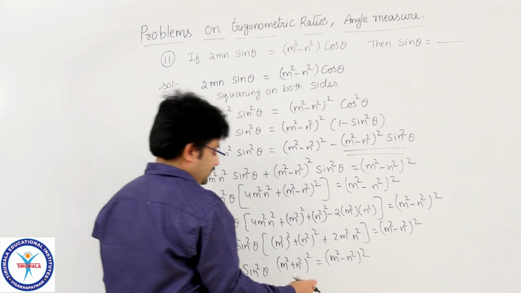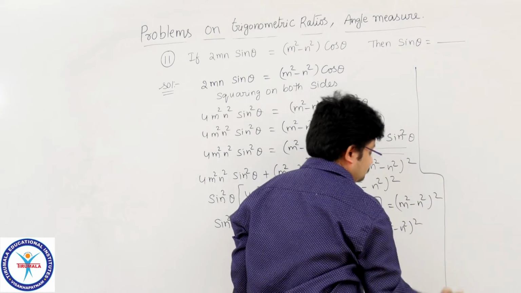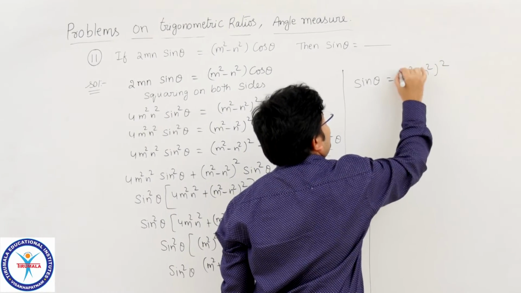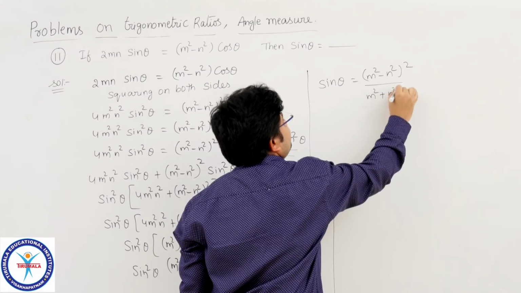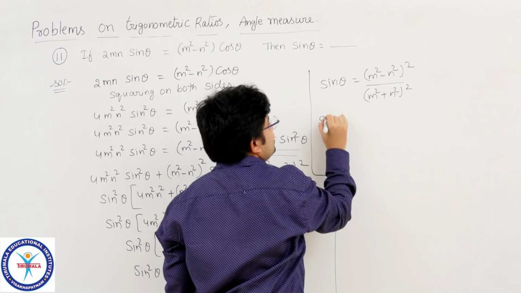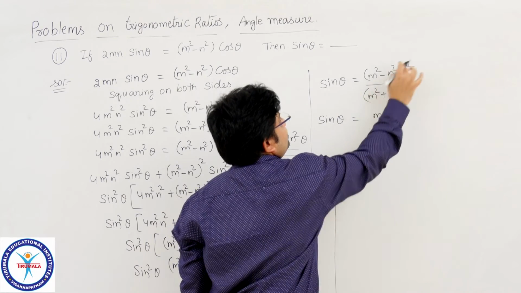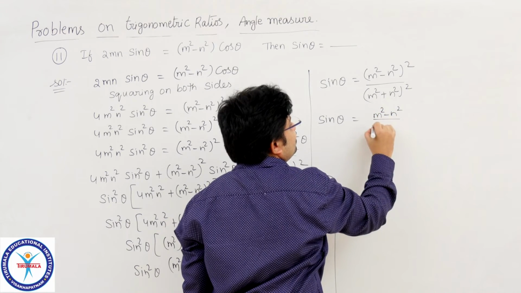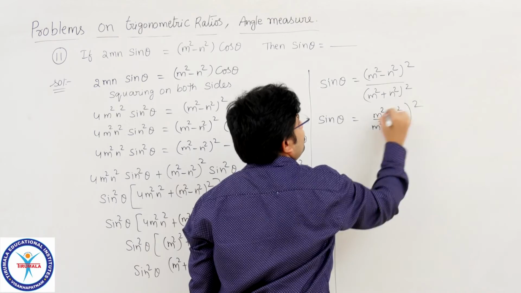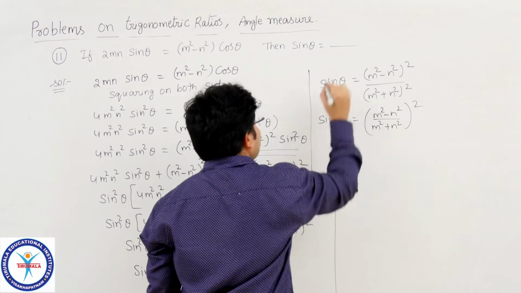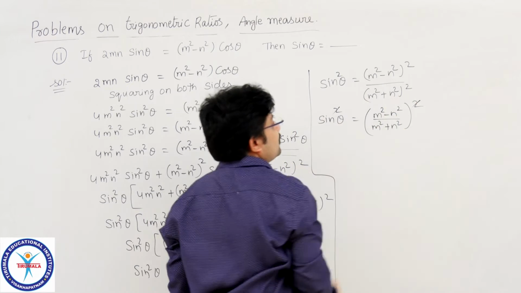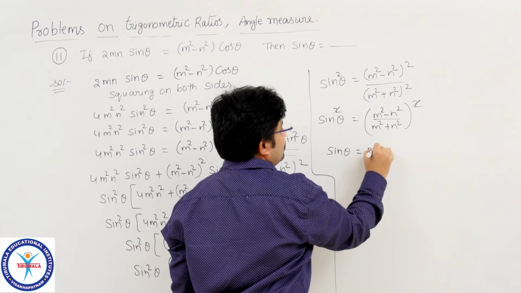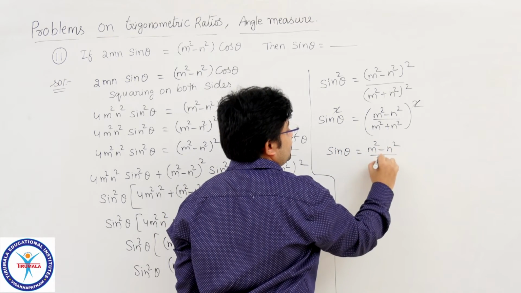Now, bring this to the right hand side, then it becomes sin²θ is equal to (m² − n²)² by (m² + n²)², that is a² by b², that is (a/b)², ((m² − n²)/(m² + n²))², that is sin²θ. Squaring and the square on both sides will be cancelled. Therefore, sin θ is equal to (m² − n²)/(m² + n²).